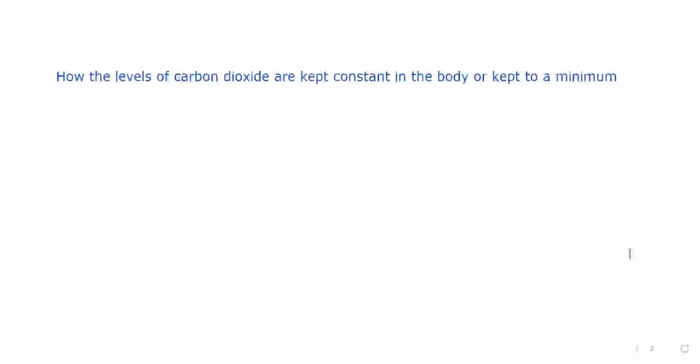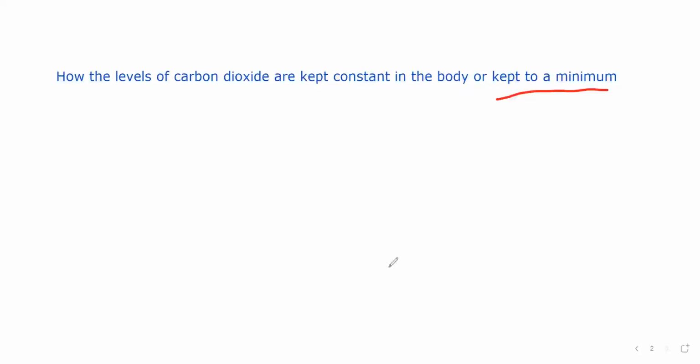And today we are going to look at how the levels of carbon dioxide are kept constant in the body or kept to a minimum. You will notice that if there is a slight increase in carbon dioxide, then breathing rate increases. It means you start breathing very fast. The reason is because carbon dioxide is toxic when it increases in the body. You need to send it out very fast to reduce toxicity.